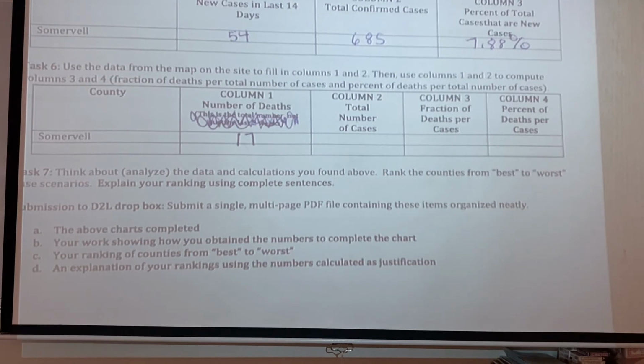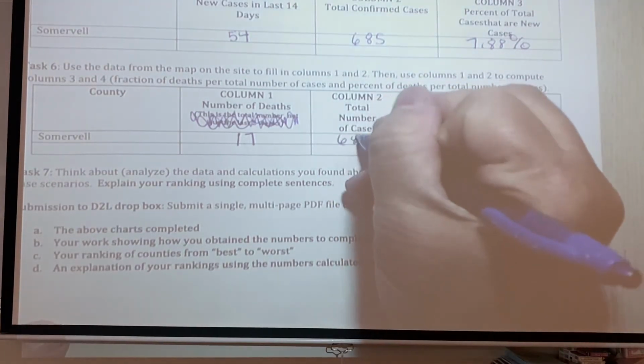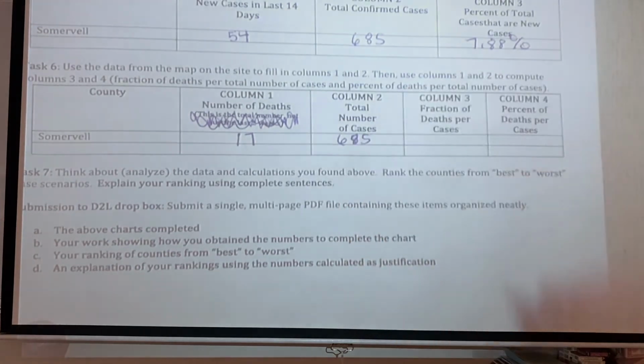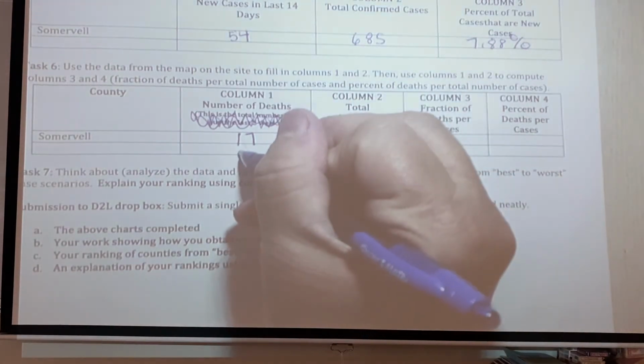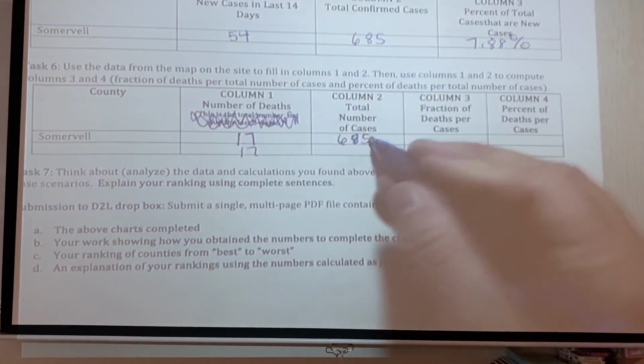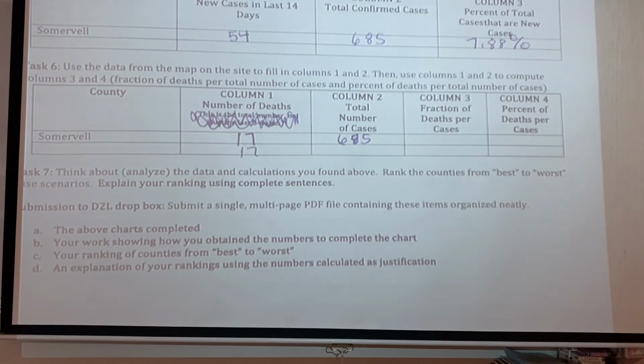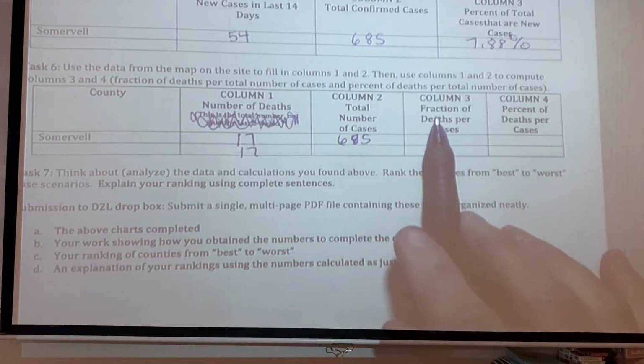Now I want to know the total number of cases. Yeah, let's stick with the confirmed cases. So how many confirmed cases are there? 685. We could do it with both. We could do it with the confirmed cases, and then we could do it with the probable and the confirmed combined and just see the difference between it.